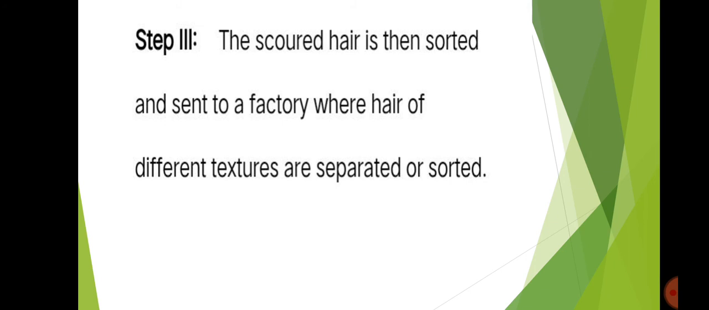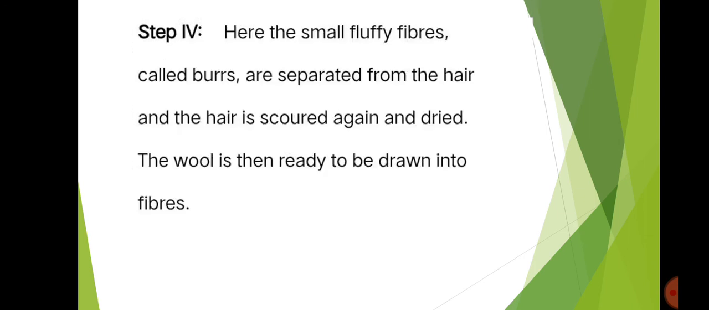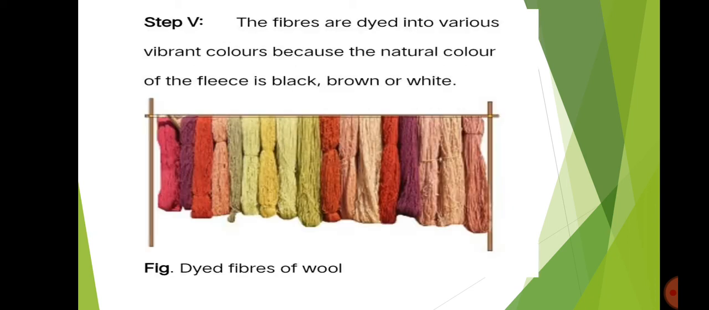Step 3. Different textures are separated or sorted. Different textures means some of the hairs are long and some of them are shorter, so we need to separate these different textures of hairs. Step 4. Here the small fluffy fibers called burrs are separated from the hair, and the hair is scoured again and dried. The wool is then ready to be drawn into fibers.